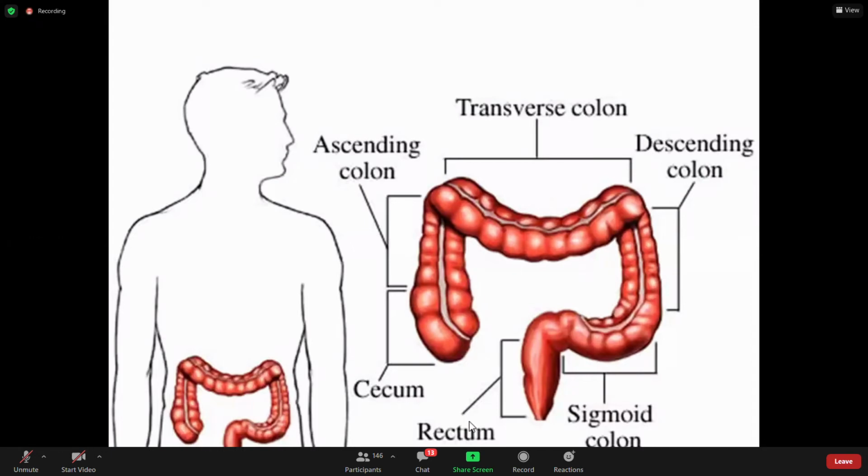So if you talk about the parts: cecum, then you have the colon, this complete colon, then you have the rectum, and of course the anal canal. This colon you can divide into ascending, transverse, descending, and sigmoid parts. I am not going to give you the different features of those parts, but I will give you the main difference between the small and the large intestine.